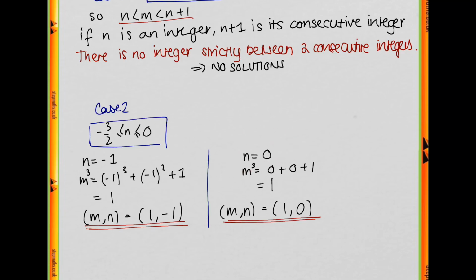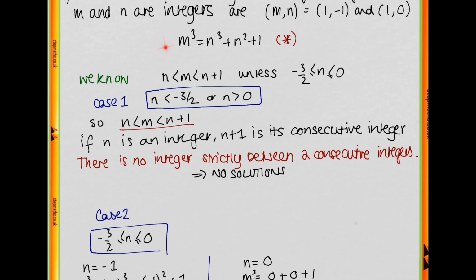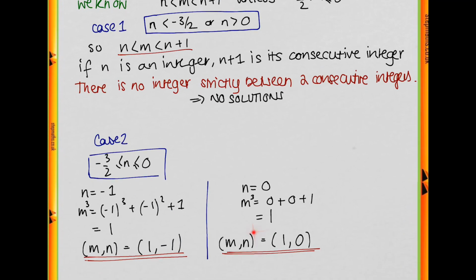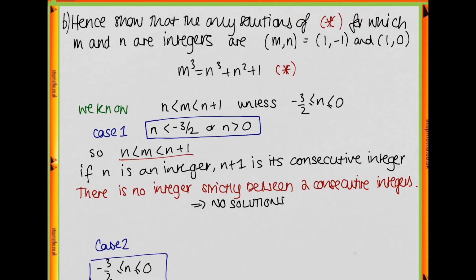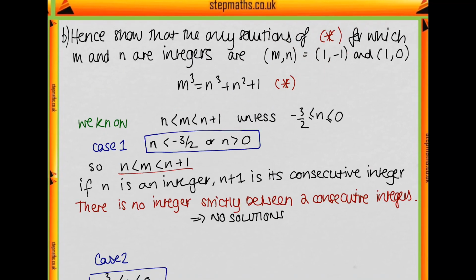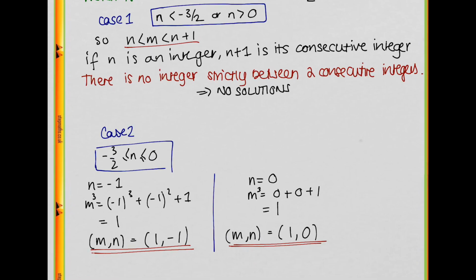So n is 0 means that m cubed is 1. Plugging it into star, that gives m, n being the solution of 1 and 0 respectively, and this is exactly what we've been told in the question. So this part of the question is done.